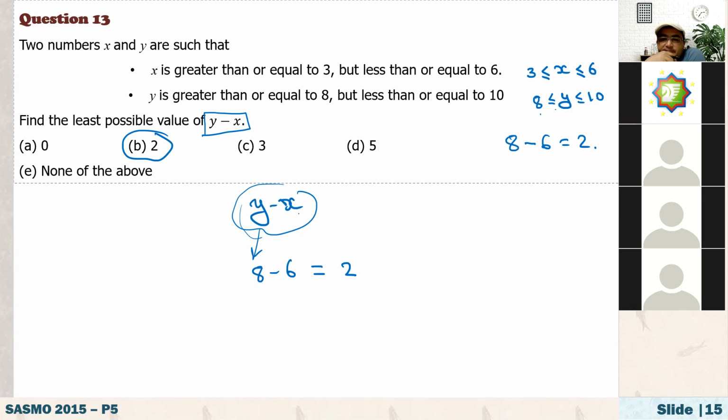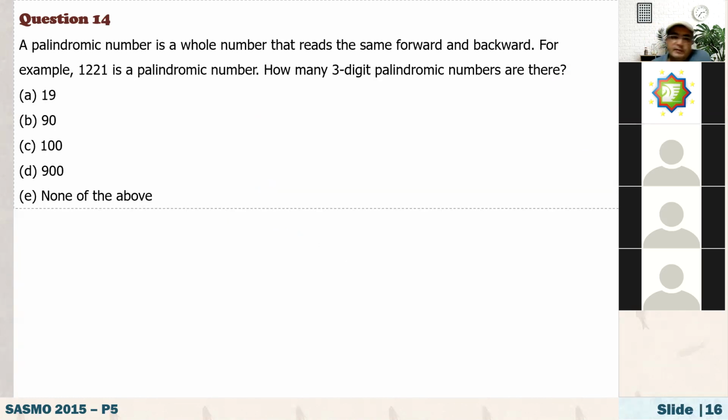Okay? Good. Nargis, read the question. A palindromic number is a whole number that reads the same forward and backward. For example, 1221 is a palindromic number. How many three-digit palindromic numbers are there?